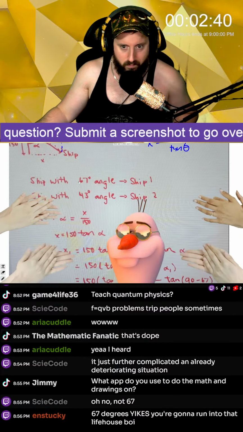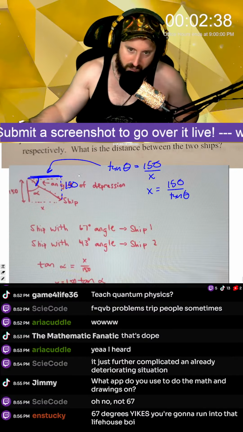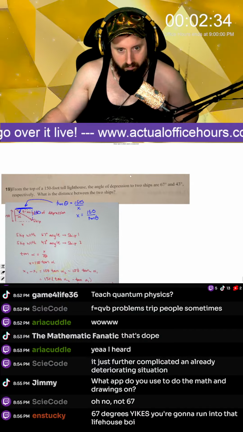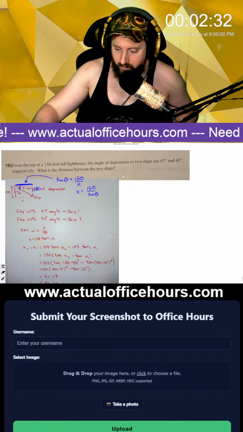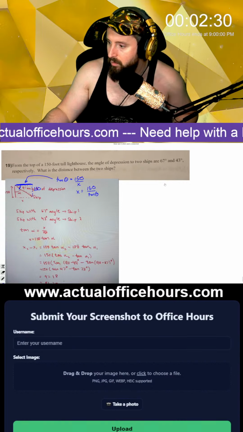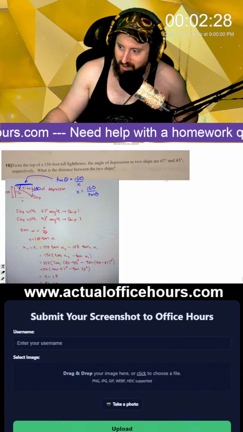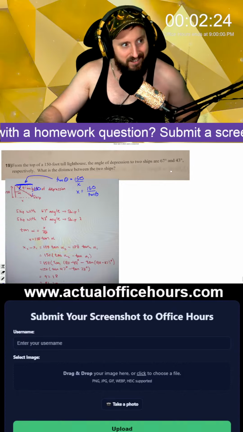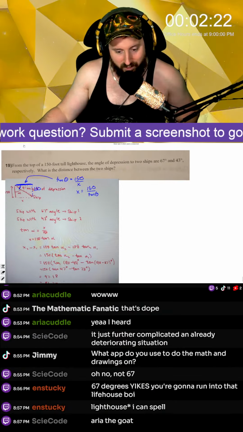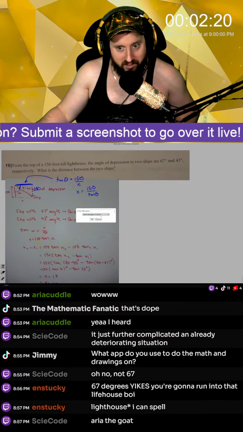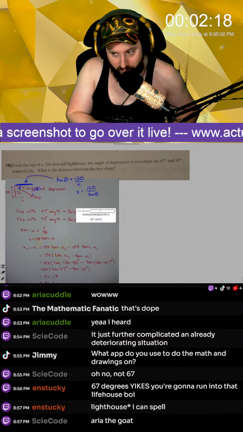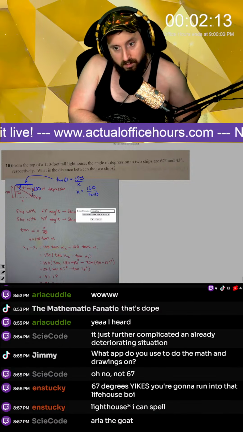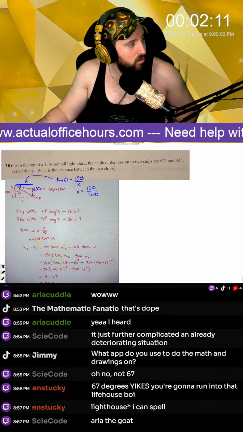Most hosts, let me know if you want more of an explanation of that. I think Arya has a pretty well drawn out thing here. 67 degrees. Yikes! You're gonna run into that boathouse. Yeah, Arya the goat. Thanks, Arya. Because I only have 2 minutes left, but thanks to Arya, we've actually had time to get through almost all the questions today. Appreciate you, Arya. All right, most toast.